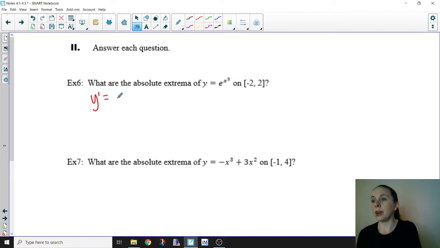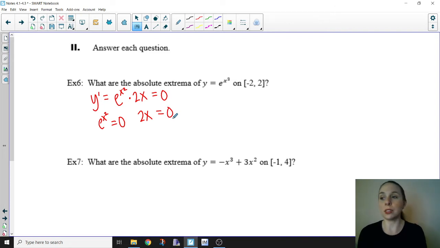e is easy, right? The derivative of e is itself, but don't forget about chain rule. The derivative of x squared is 2x. Now let's set that equal to 0, and we have two factors here. We have an e to the x squared factor to be set equal to 0, and we have a 2x factor to be set equal to 0. Solving each of these will give us our critical points.